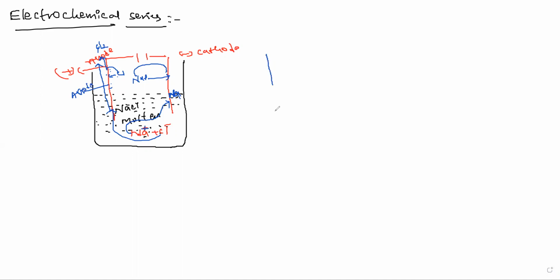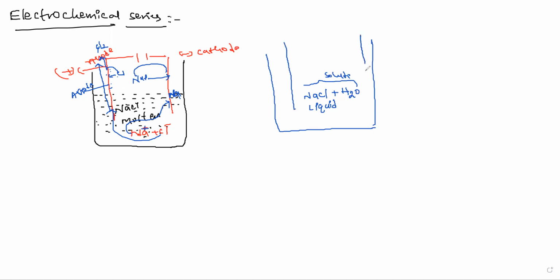Okay, same situation I am taking here: NaCl, sodium chloride, but as liquid NaCl. Liquid NaCl means by adding water, it becomes a solution. That is NaCl solution. In this also we are taking the same two electrodes. Of these two electrodes, one is the anode, positive, and the other is the cathode, negative. Is it clear?